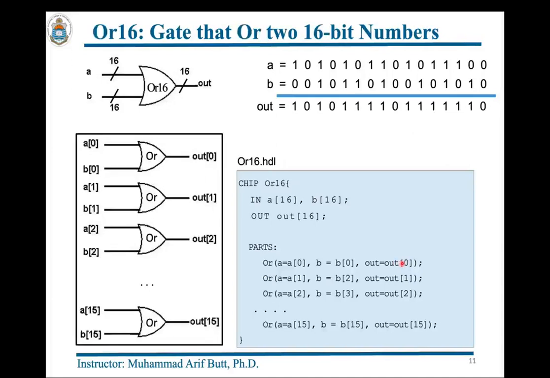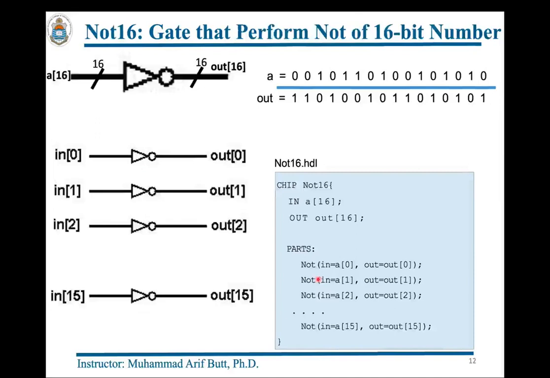So OR16, it is again self-explanatory now. It is just bitwise ORing two 16-bit numbers and generating a 16-bit output. This contains, of course, 16 simple OR gate chips. This is the code. In the same fashion, this is the NOT16 gate having a single 16-bit number as input and a single 16-bit number as output. So it's simple.